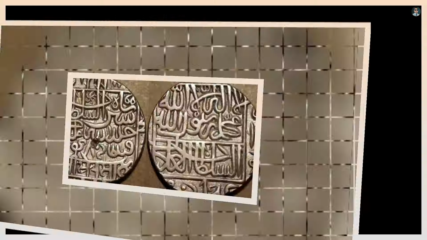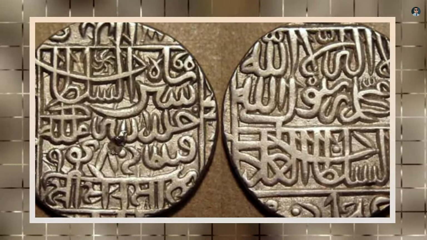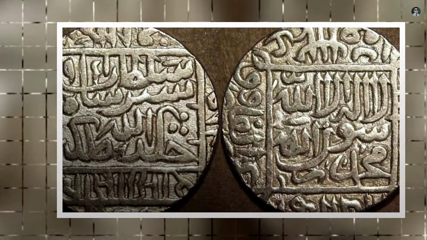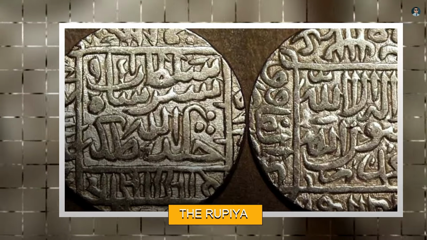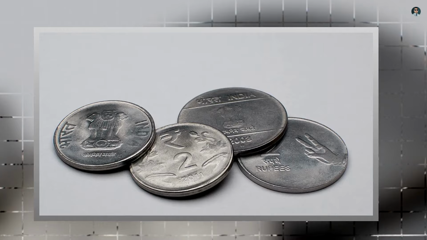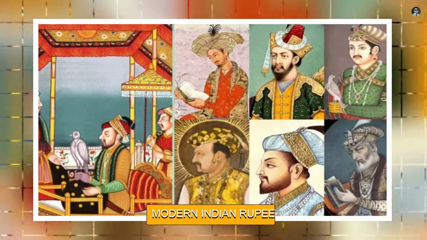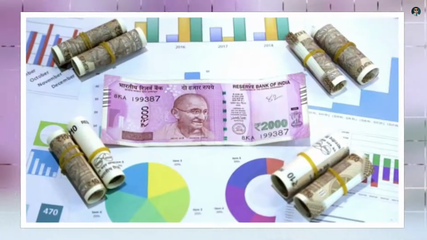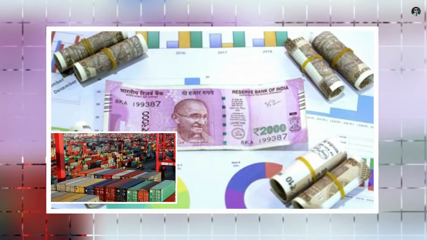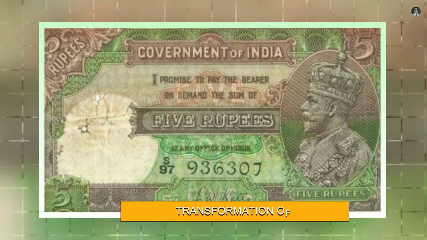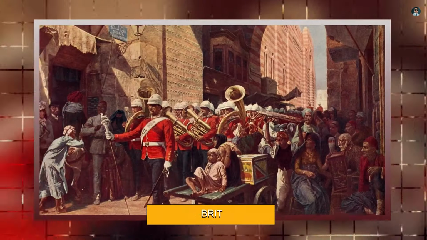The Mughal period. The transformation of the rupee into a standardized currency began during the Mughal Empire. In the 16th century, Emperor Sher Shah Suri introduced a silver coin known as the rupiya, which weighed 178 grains, 11.53 grams. This coin became the precursor to the modern Indian rupee. The Mughal rupiya was widely accepted across the Indian subcontinent and established a uniform currency system, which facilitated trade and commerce.